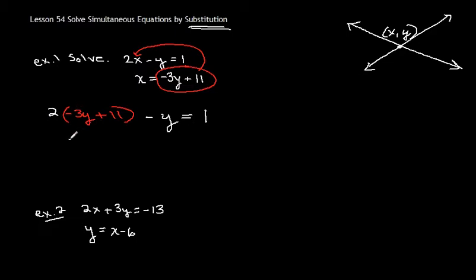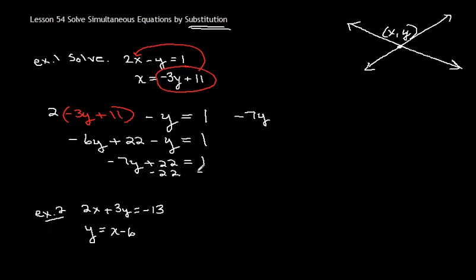So we're going to distribute through. So you get negative 6y plus 22 minus y equals 1. And then we just continue to simplify this. We get negative 7y plus 22 equals 1. I'm going to move up here. We get negative 7y if we subtract 22 from both sides, equals negative 21. Divide both sides by negative 7. We get y equals 3.